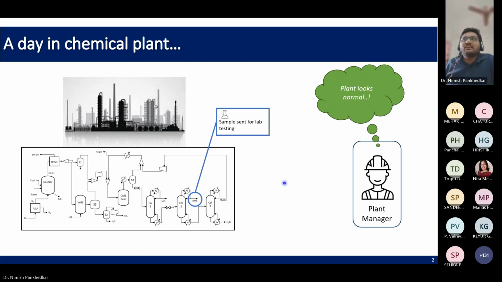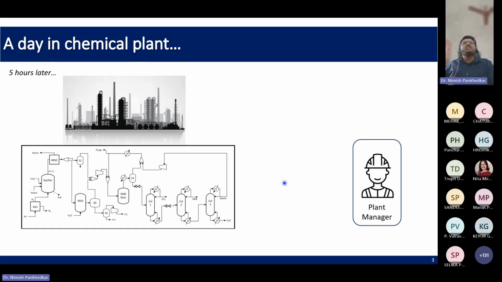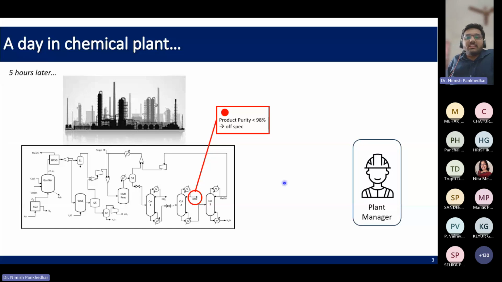After a while, let's say 5 hours later, the field operator comes running with the lab report and tells you, sir, the product purity is less than 98%, and we have produced off-spec material. The result comes in after the 8-hour shift, and it tells you that all the material you produced in the previous shift is below 98% purity and completely off-spec. So as a plant manager, what do you do in such a situation? Maybe, ma'am, if we can open this for participants to answer and participate.